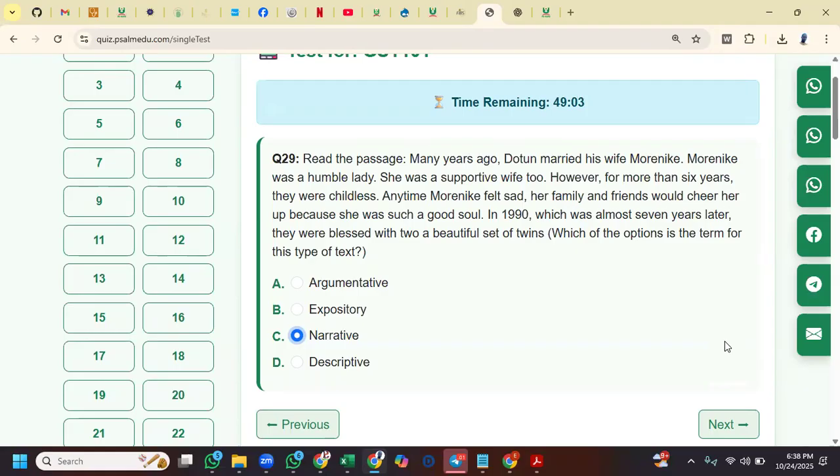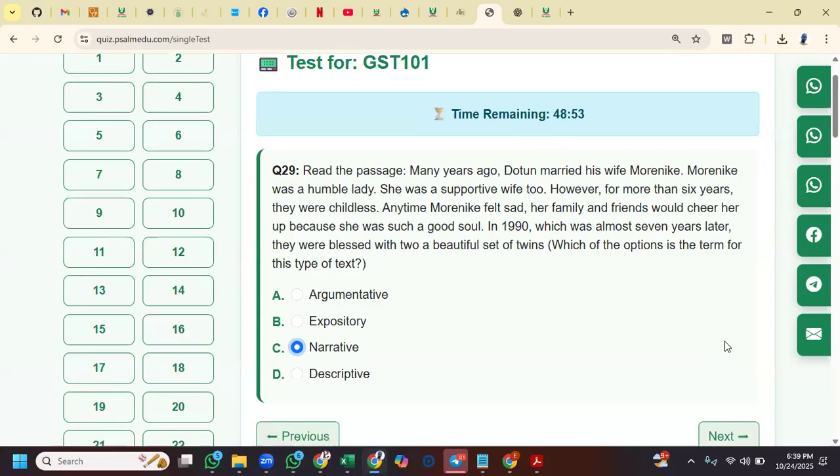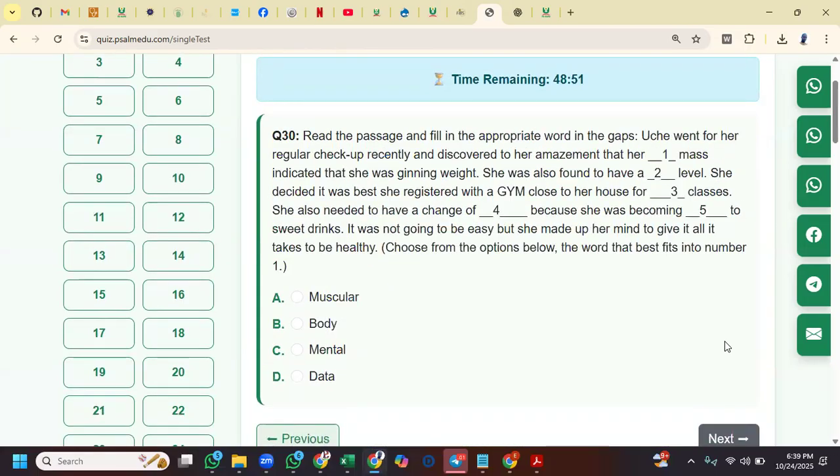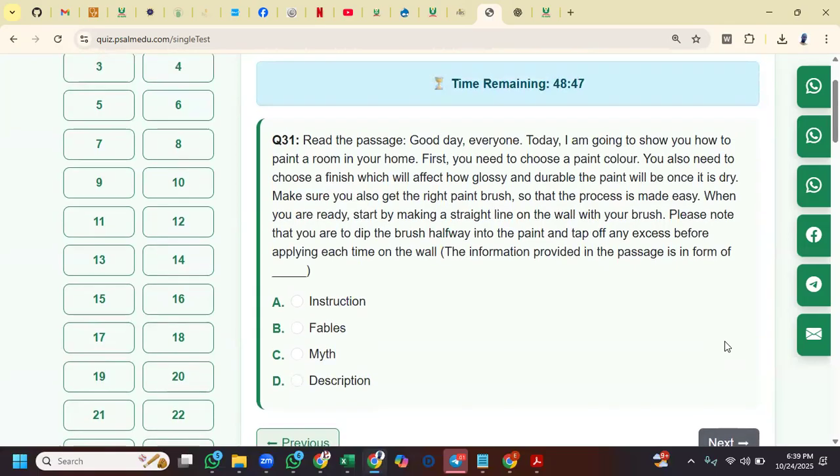Story, that is just it. So I want you to put that in mind, that narrative goes hand in hand with story. So when you see a text like this in the exam and they're asking you what kind of text it is, and you notice that it's a story, just pick narrative and move on. Look at this one now.